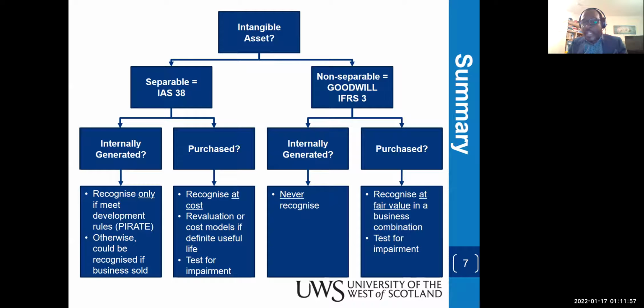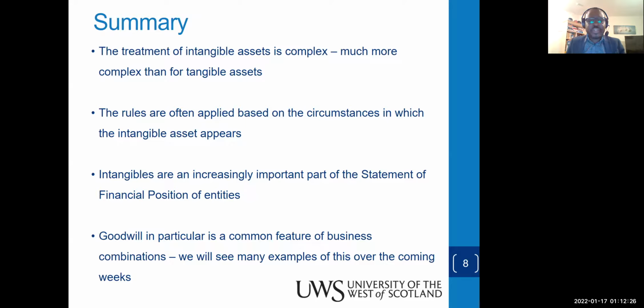With goodwill, if we generate goodwill internally as a company, we never recognize it in the books. But if we purchase it as a result of a business combination, we recognize it at fair value during the business acquisition or combination phase. And again, we have to test regularly for impairment to be sure whether the value has reduced or stayed the same. So in summary, treatment of intangibles is more complex than tangibles, but the rules applied appear to be the same in both situations.